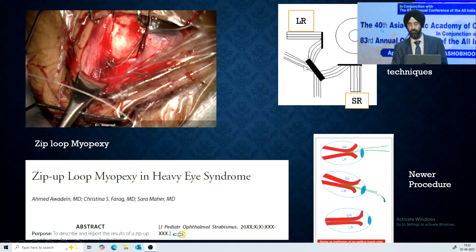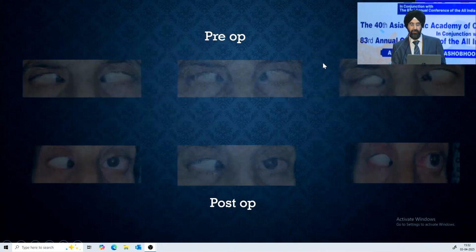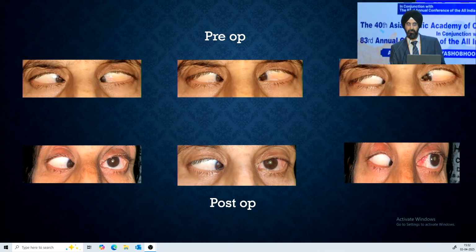This is just to show you the animated picture of what happens when you do it with the two muscles. It was initially done by just putting a band here or just suturing it, but what you're doing now is zipping both the muscles so that a broader area is covered. You can see here what happens. We have just done one eye. If you see the left eye, it's not moving out, but when you do that zip loop myopexy, the eye is abducting as well. It has come to the center as well. We'll do the right eye in the same way. So that's something better which is happening now. We're using the newer techniques which are coming up.